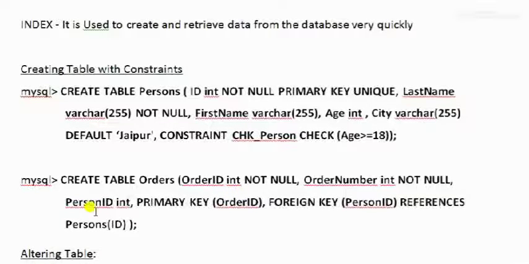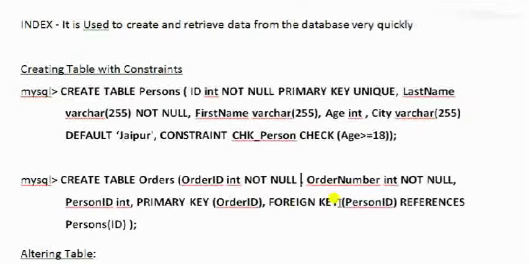Now let's see how a foreign key could be created. Create table orders: order ID, int type, not null; order number, int type, not null; person ID, int type. Primary key: order ID is taken as the primary key. You can create the primary key there also. If you write primary key, the order ID would be taken as a primary key.